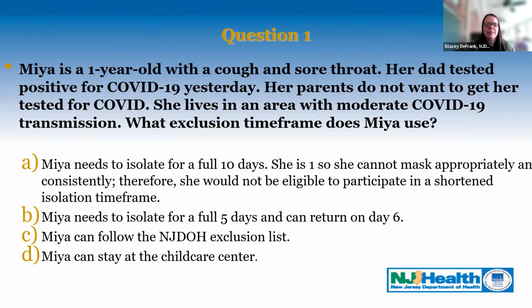The first question is, Maya is a 1-year-old with a cough and a sore throat. Her dad tested positive for COVID-19 yesterday. Her parents do not want to get her tested for COVID. She lives in an area with moderate COVID-19 transmission. What exclusion timeframe does Maya use?